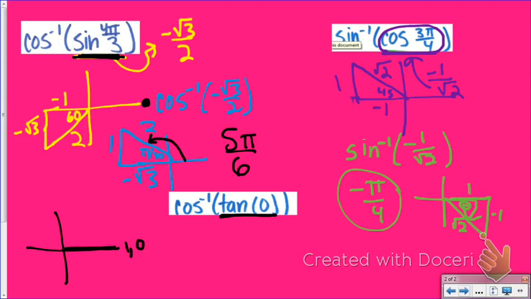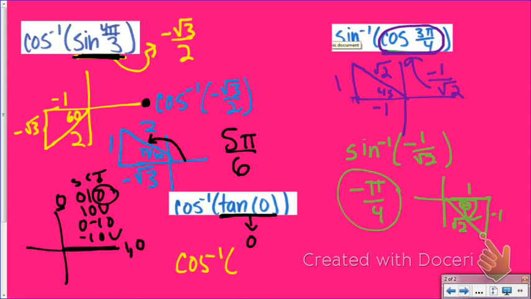And tangent is sine over cosine, my y over my x, so 0 divided by 1 is 0. The tangent of 0 degrees is 0. So no matter how you get to that answer, it is 0. So now I have a new question, and my new question is cosine inverse of 0.